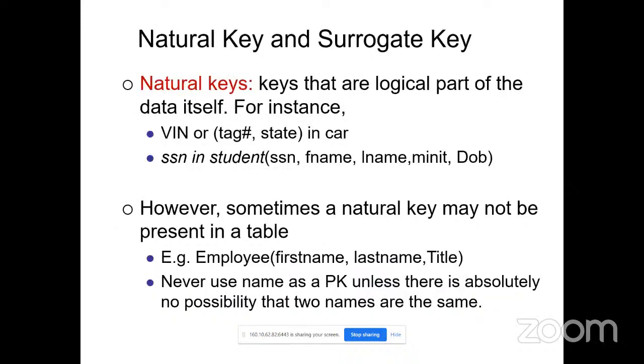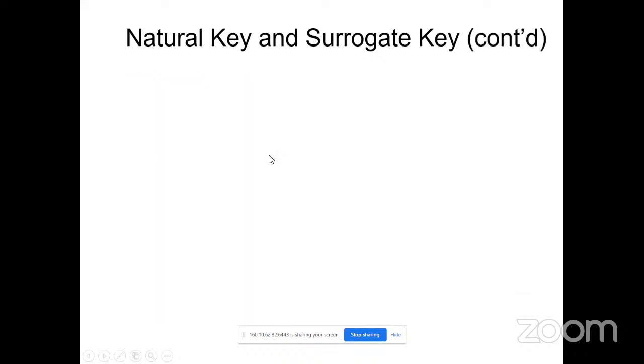So natural keys, we just talked about it. Natural keys are keys or attributes that come naturally for any entity, which may be able to identify each row or record. Like I said, social security number is a natural key. Here we looked at the VIN number or tag and state. These are naturally part of the data, part of the entity, and you can use them to identify each entity. And then social security number for a student.